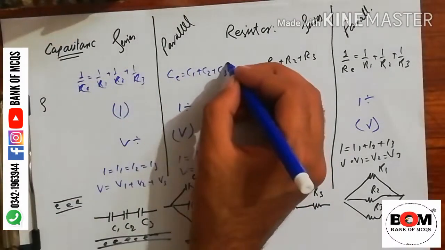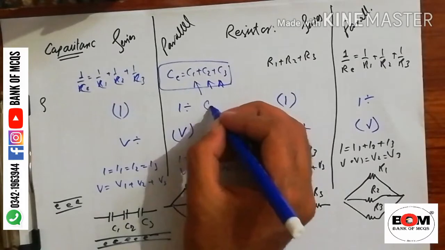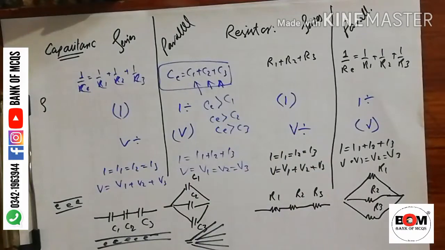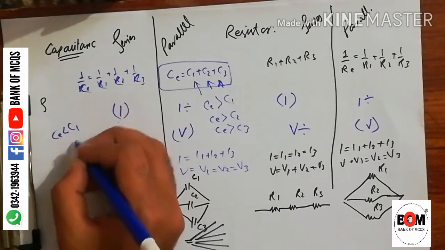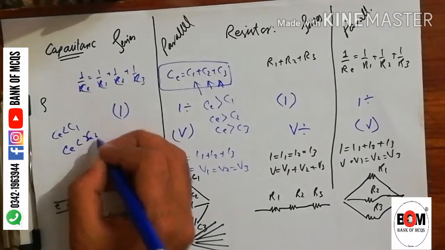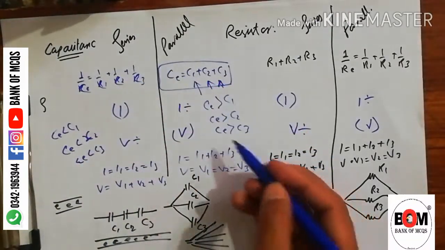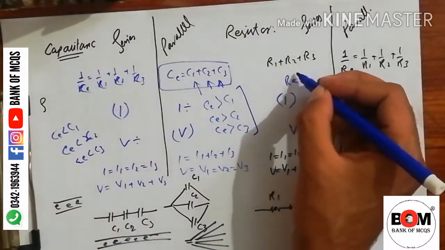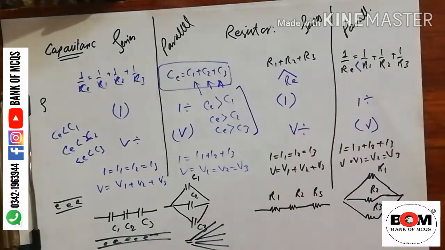Now in this case, if we see that there is some value of C1, C2 and C3, then CE is always greater than C1, CE is also greater than C2, and CE is always greater than C3, because these are added and they give us CE. But in this case, CE is also less than C1, less than C2, and less than C3. C1, C2, C3 mean each individual capacitor. So the equivalent capacitor will be greater than each individual one in parallel. In this case, RE will be less than R1, R2 or R3. So this is the point.